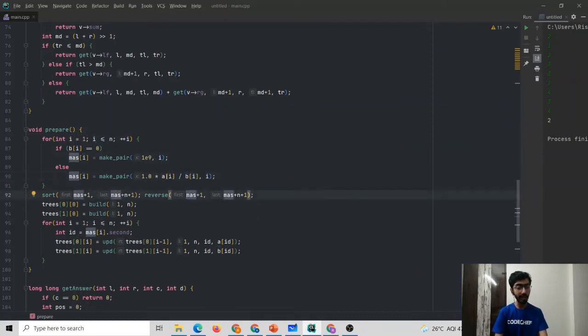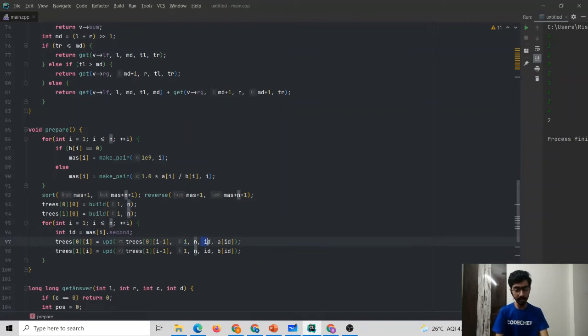We make a pair of the value of A by B and the index, and then sort this array. Then we reverse this array because we care for elements in the increasing order of A by B. After that we build our persistent segment tree. Initially the segment tree that we have built has all the elements as 0. We iterate through our elements and take into consideration the ith largest A by B value. The ID is the position in which it's present in the original arrays A and B. Then we update this particular position in the persistent segment tree.